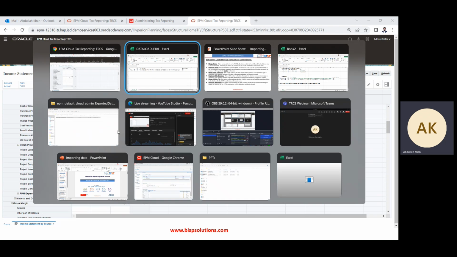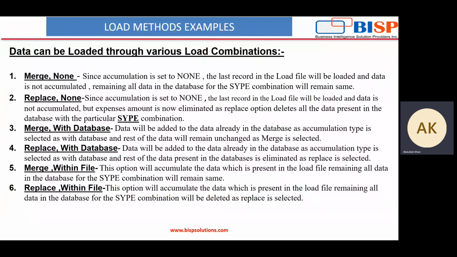So when we use the replace with database option, what will happen is that the data will be added to the data already in the database as accumulation type is selected as with database, and the rest of the data which was already present in the database is eliminated as replace is selected. So the data which was there in the file will be loaded, but the data which was there in the database earlier, the entire database will get eliminated for this particular SYP combination, and the data in the file will get accumulated.